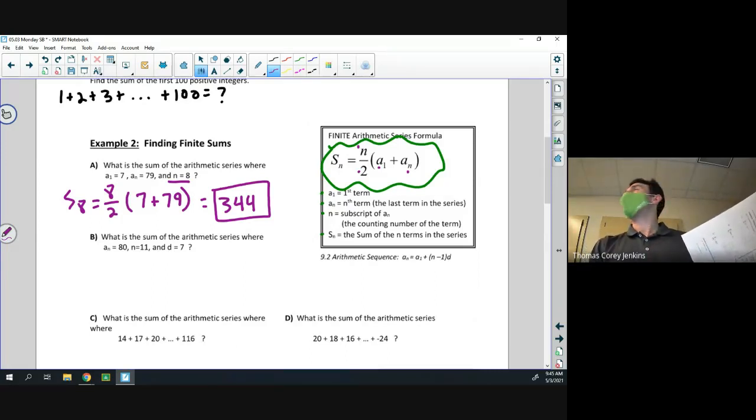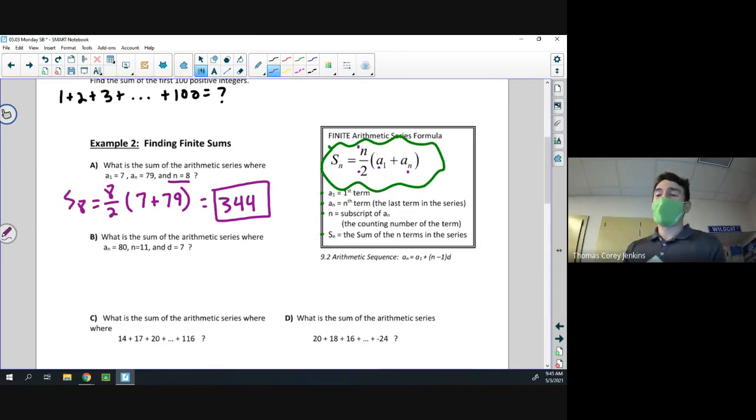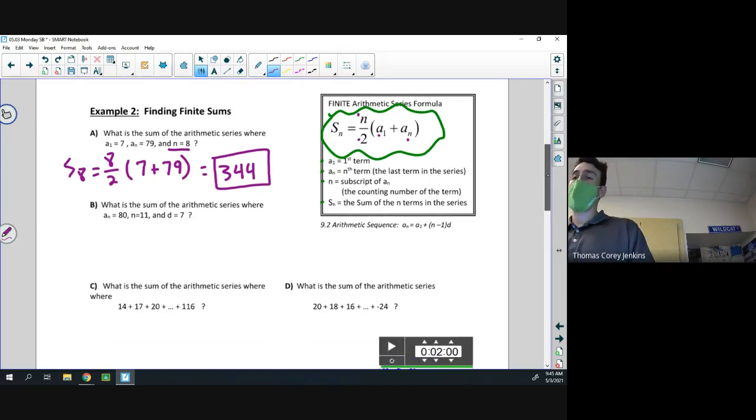Anybody got any questions on just that? That's a really simple example. That would be easier than what you might see on a test. B, C, and D have some trickier stuff going on with them. So let's do C, and then let's see what you guys can do on the other 2 we skipped. Let's see why it's trickier.